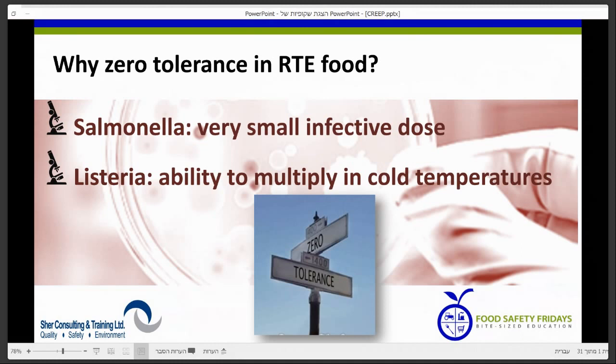So Salmonella, especially in oily foods like chocolate, peanut butter, tahini paste, and so forth, can cause disease in very small doses, and Listeria can grow in the refrigerator. Therefore, we do not tolerate any of these bacteria in food at all.